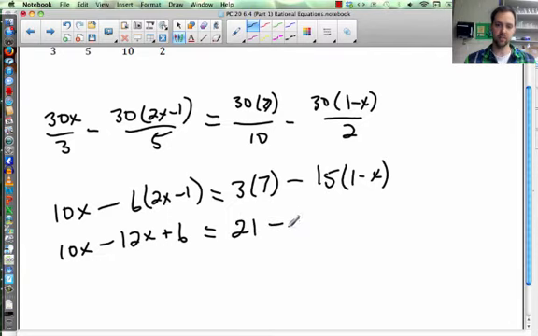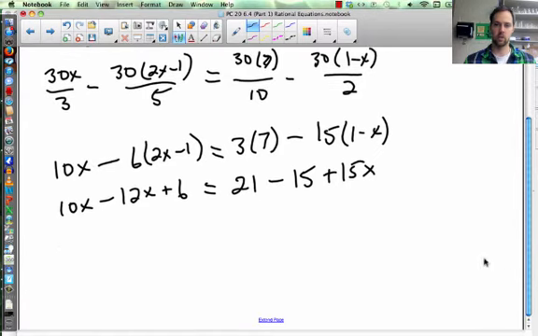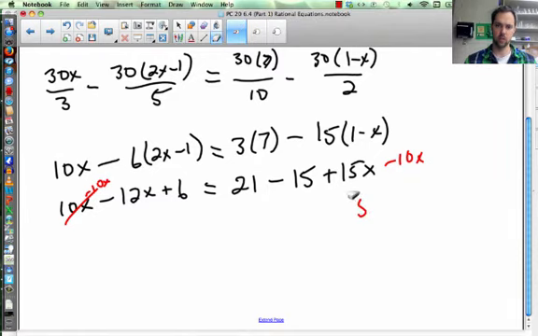And then minus 15 times 1 is minus 15, and minus 15 times negative x is plus 15x. So let's start isolating here. Let's subtract 10x. Subtract 10x. Okay. So that'll leave us with, oops, let's not jump ahead yet.